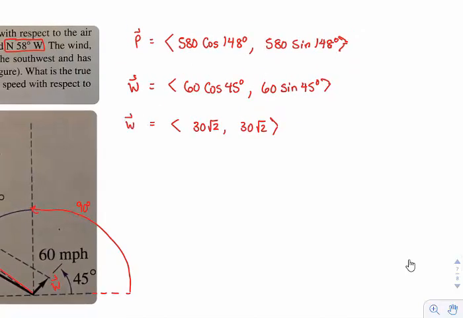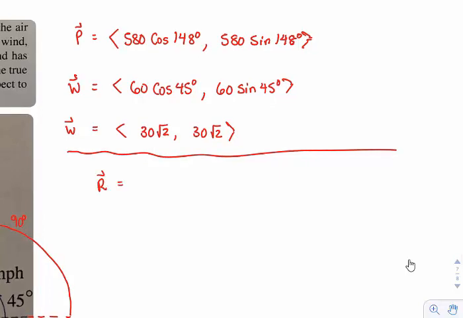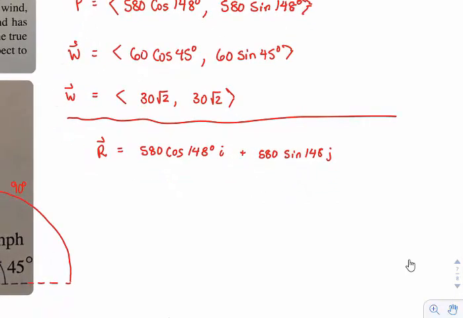So I have my two vectors, and just like before, we're going to add those vectors up. As I said last time, I'm going to do this in terms of i and j this time, so you can see it both ways. When I add up my resultant vector, I'm going to go vector p plus vector w. Vector p is going to be 580 cosine 148 i plus 580 sine 148 j, and I'm adding that to vector w, which is 30 radical 2 i plus 30 radical 2 j. And again, that's the same thing as adding these vectors in component form.